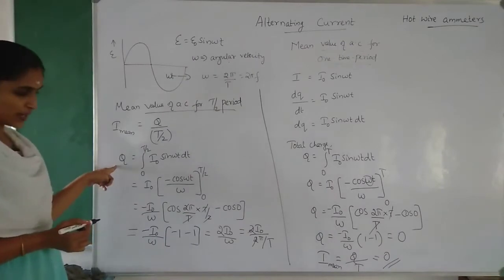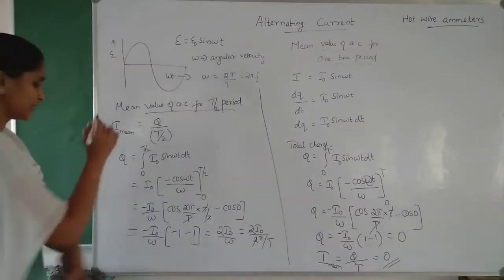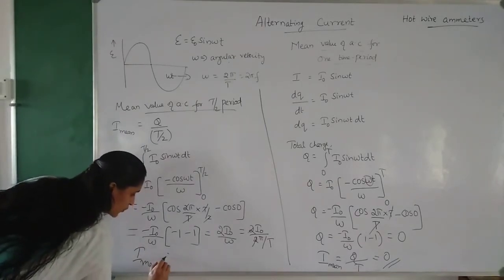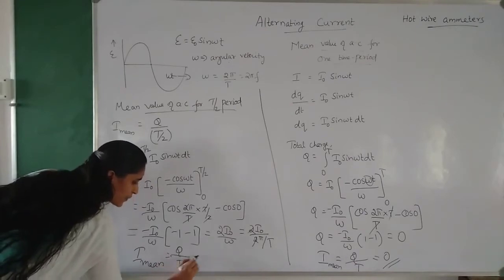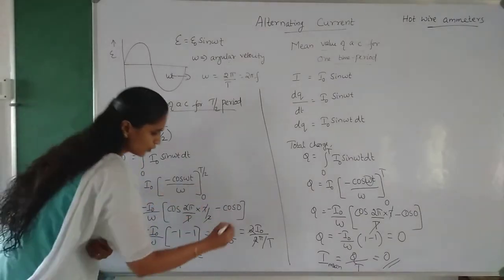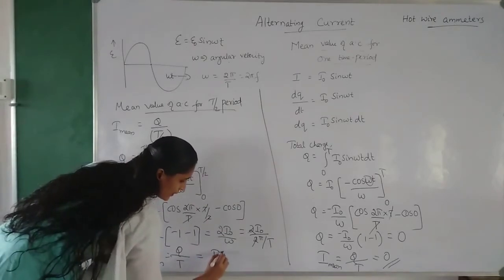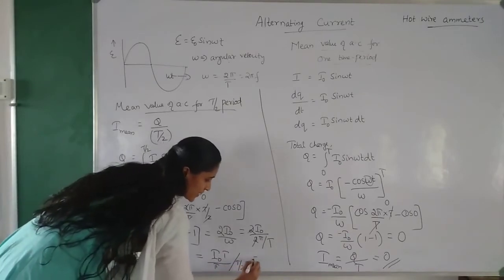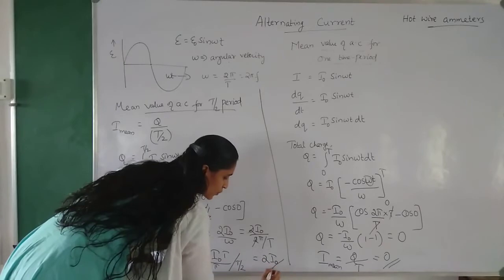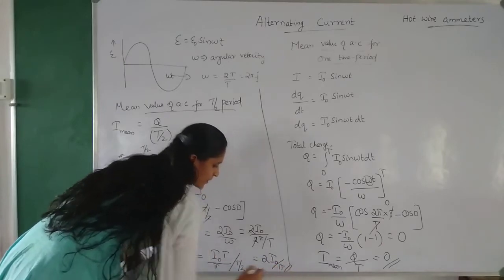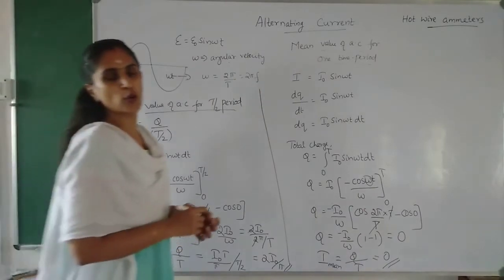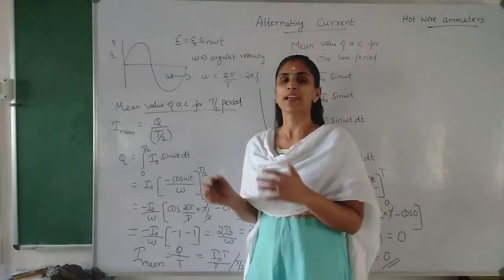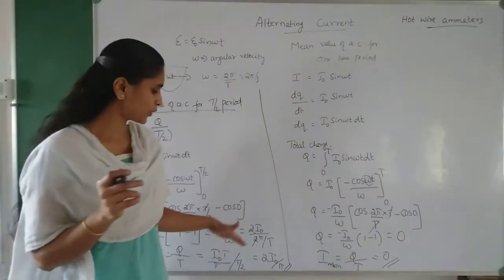And this is the total charge. If you want to find the current, the mean value of AC is equal to total charge by time. Total charge is I0 T by pi, divided by T by 2. So that can be written as 2 I0 by pi. This is the mean value of AC current, 2 I0 by pi. In the same way, the mean value of AC voltage can be written as 2 V0 by pi.